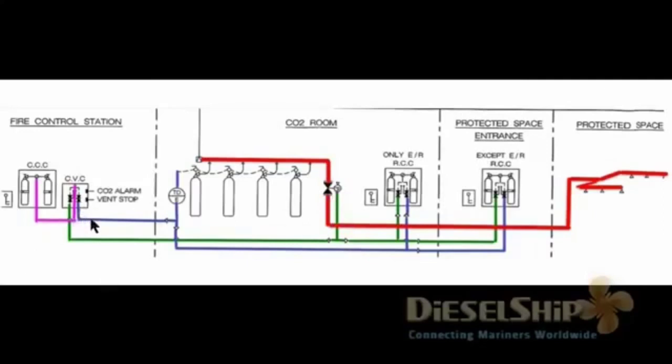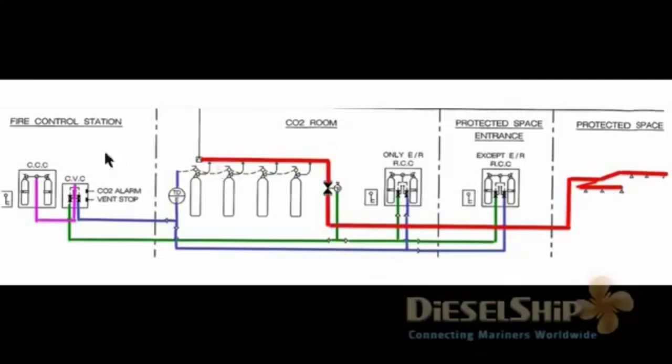Similarly, the other line, let's trace the blue line. It goes through a check valve or non-return valve through a time delay unit to open the main CO2 bottles in the CO2 room. And as the CO2 is released, follow the red line, and the main distribution valve is open now, and it just goes out, and then the engine room space is getting flooded.